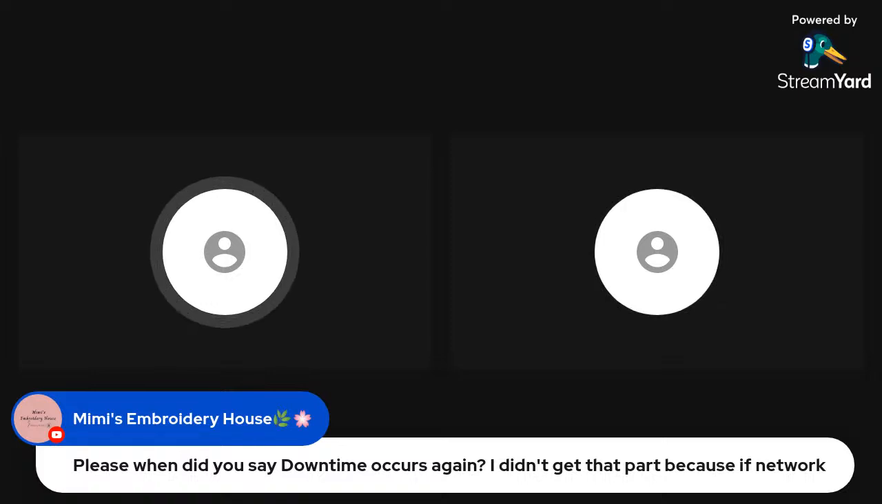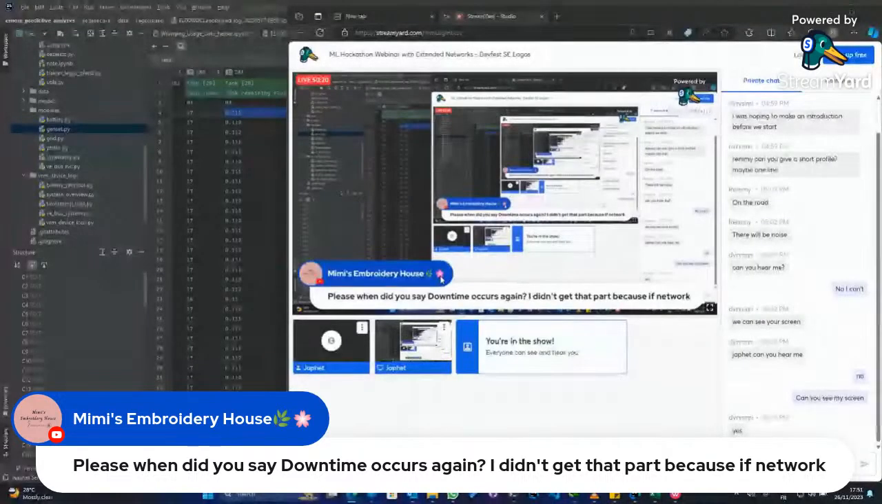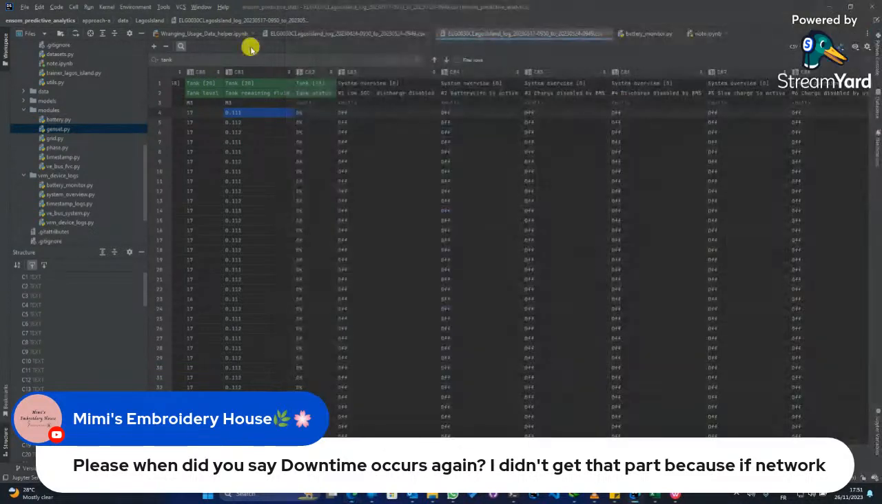Okay, can you see my screen? The best way to explain that will be if they can see my screen, because I will just show the logs. Okay, I think it's okay now. Yes, we can see your screen. Okay, great.